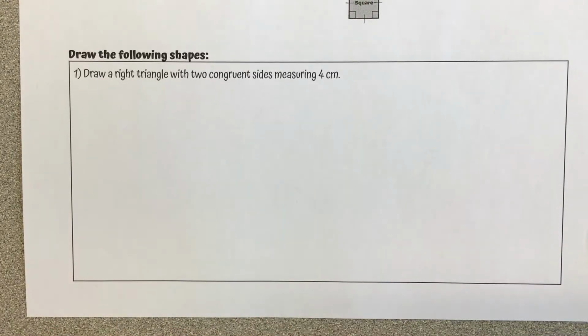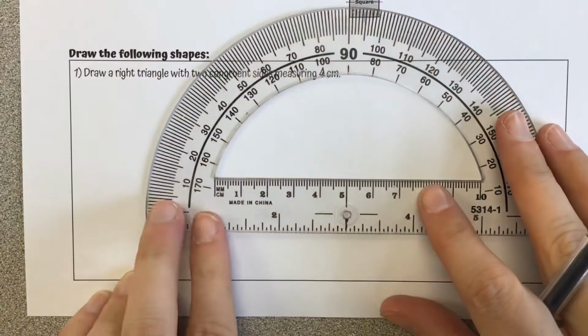So number 1, draw a right triangle with 2 congruent sides measuring 4 centimeters. So, isosceles triangle. All that I need to do is I'm going to draw a line.